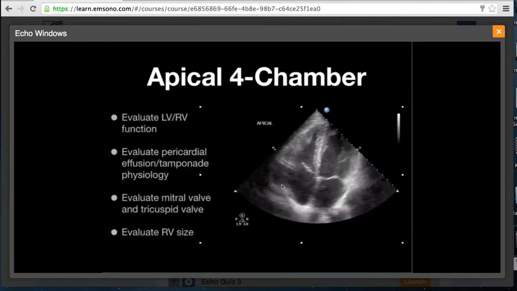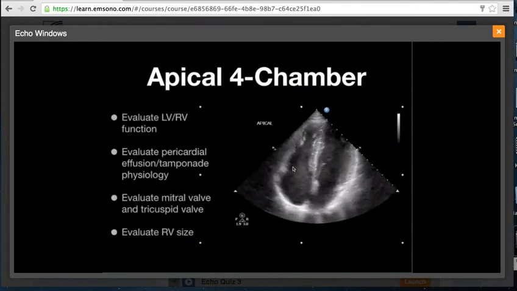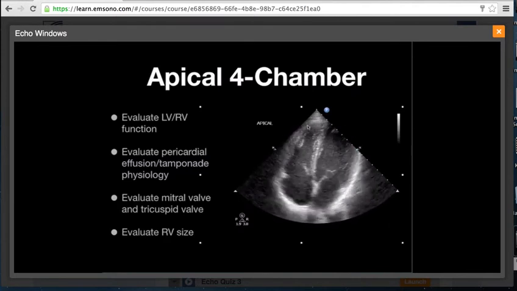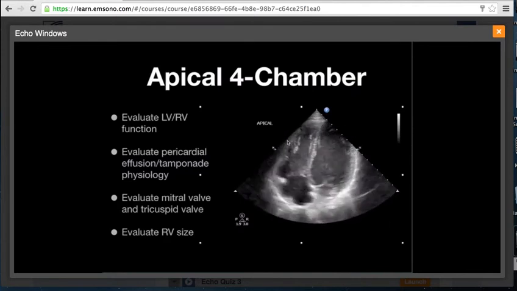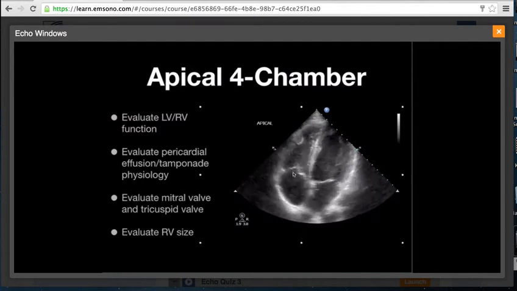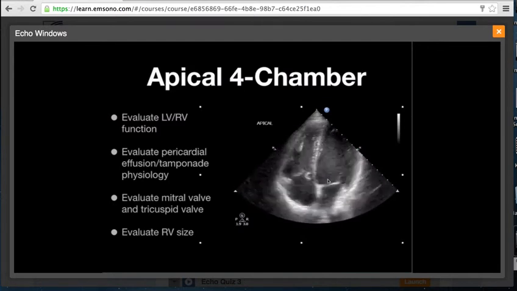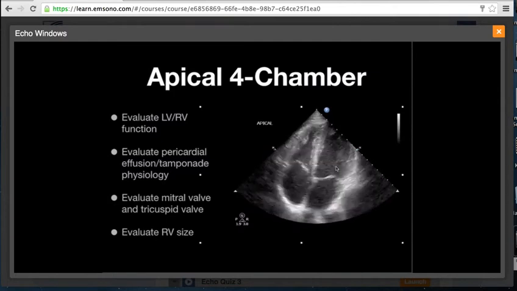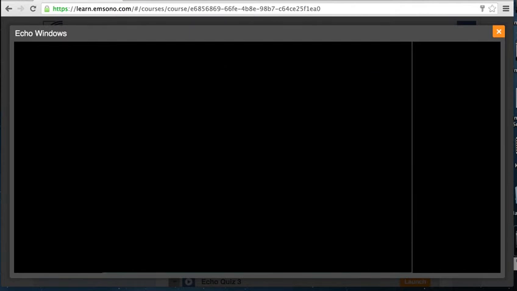Now the apical four-chamber will allow you to evaluate both right ventricular and left ventricular function. It'll allow you to evaluate the heart for the presence of a pericardial effusion and or tamponade physiology. It's going to allow you to evaluate the tricuspid and mitral valve, and it's going to allow you to compare RV to LV size. Now this concludes the transthoracic cardiac windows video.